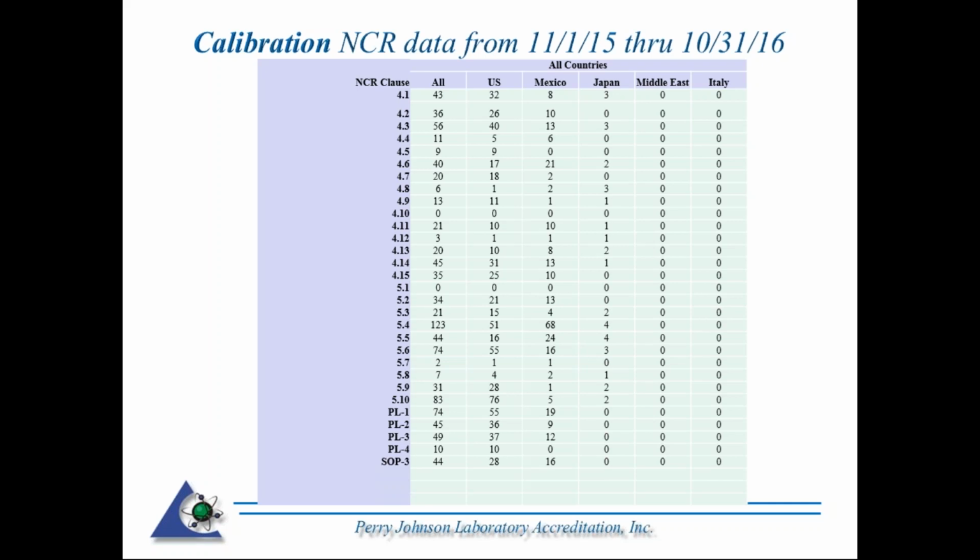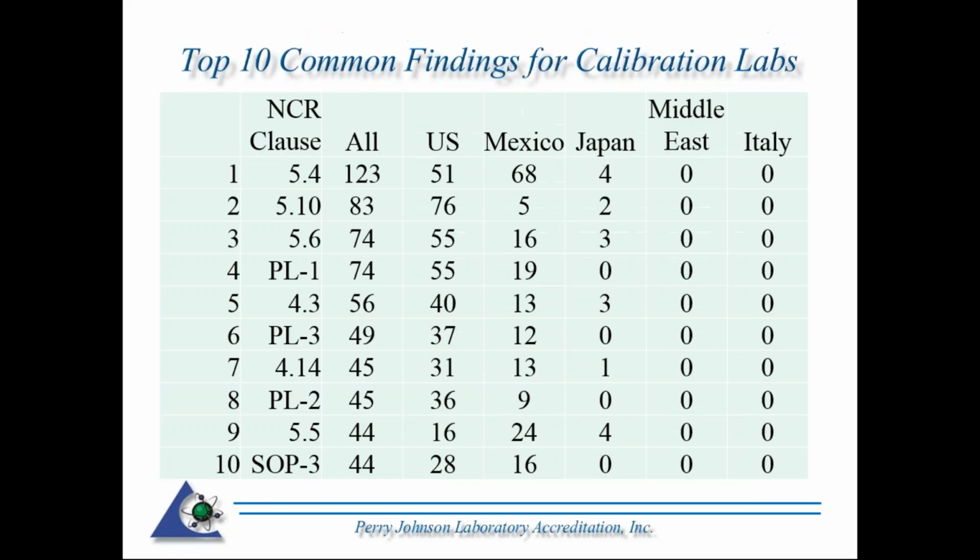All right, moving on. For calibration, I've listed the 10 most common areas where we're finding findings. As you see, top of the list is section 5.4, which is test methods and method validation, testing and calibration methods. One thing that's interesting in here is that in calibration we have captured PL123 and SOP3.